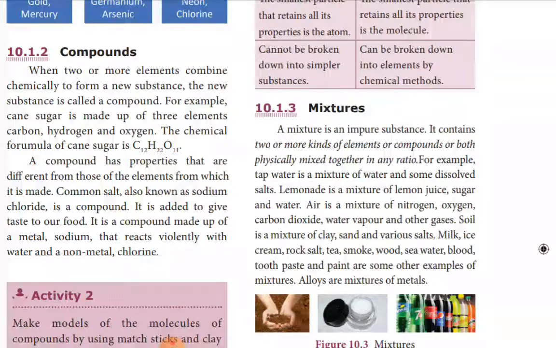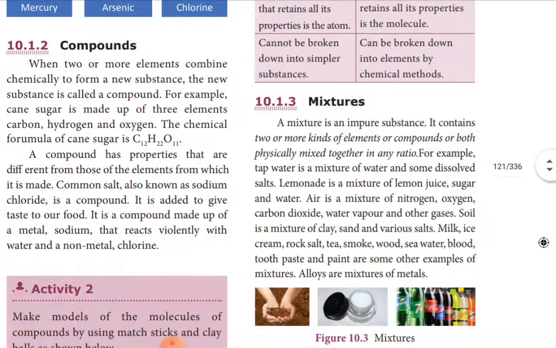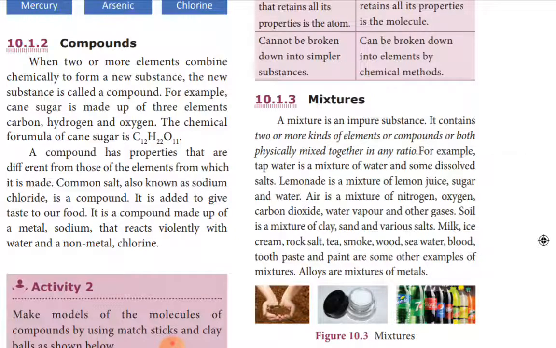But compounds are obtained by the combination of more than one kind of atom. The definition given in your text says: when two or more elements combine chemically to form a new substance, the new substance is called a compound.